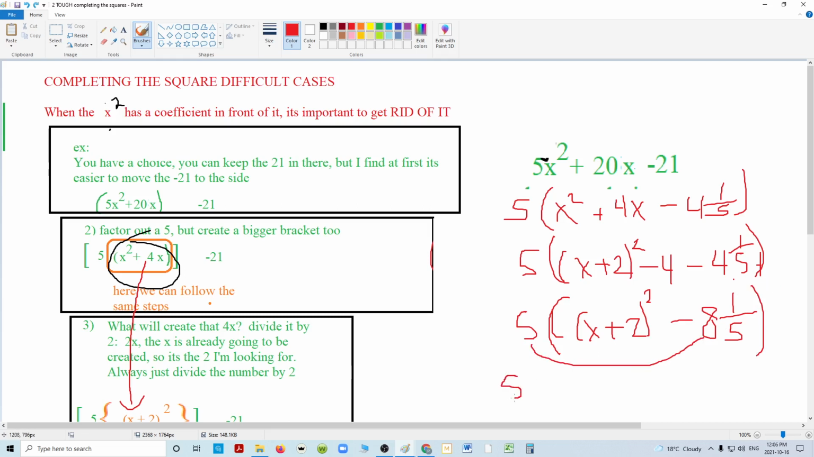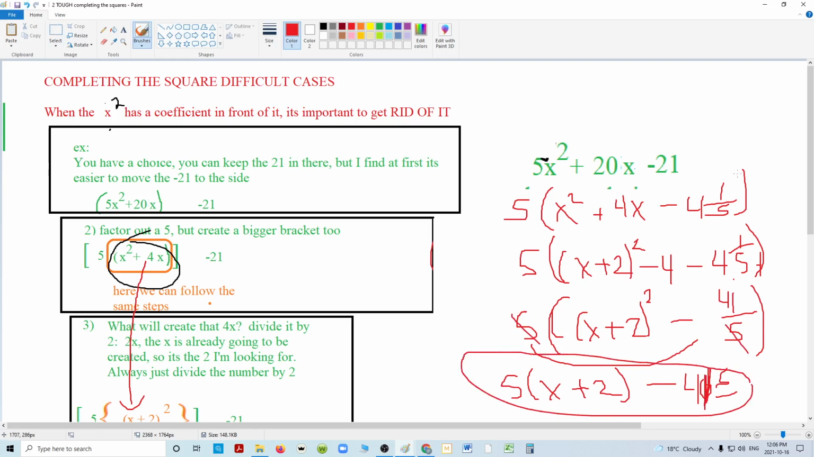So I get 5 times (x plus 2) squared, and here's the tricky part. What is 5 times minus 8? It's minus 40. What's 5 times 1/5? It's 5 over 5. So that means that adds an extra 1 to my minus 40. Or you can convert this all to fraction. So that would be minus 41 over 5. And when I multiply that by 5, the 5's cancel out, and I'm left with minus 41.